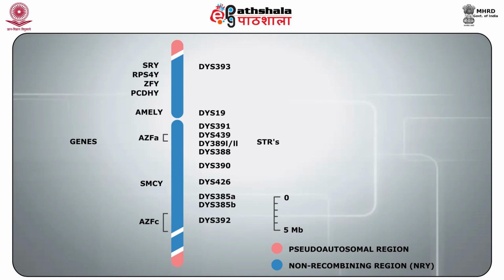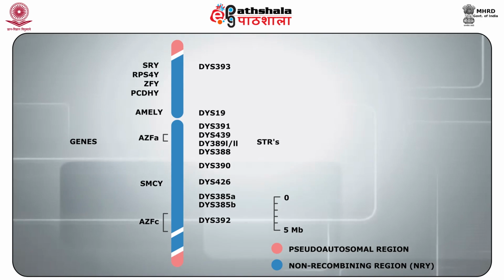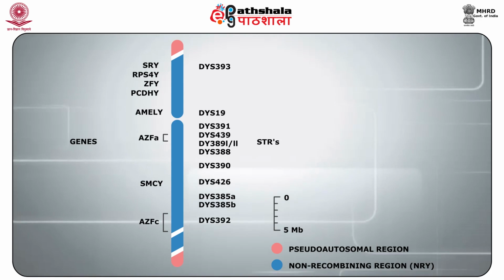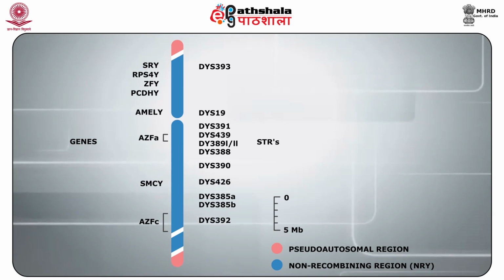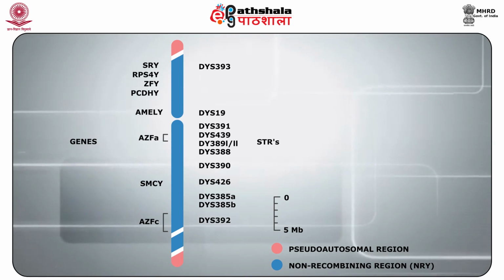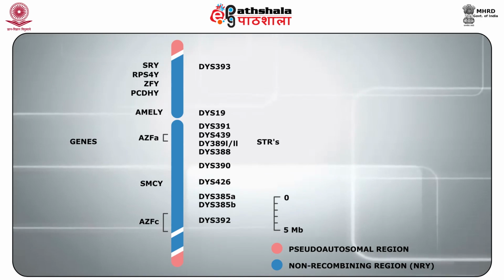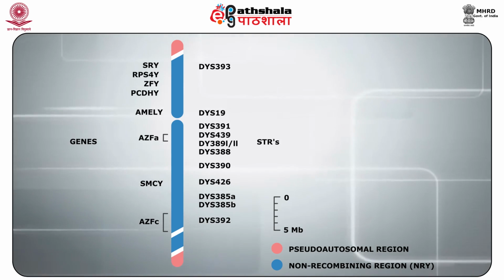The most commonly used YSTR loci for forensic testing are DYS19, DYS385A and B, DYS389I, DYS389II, DYS390, DYS391, DYS392 and DYS393. The following figure shows the human cytogenetic map of the Y chromosome. The YSTRs and positions are also shown.